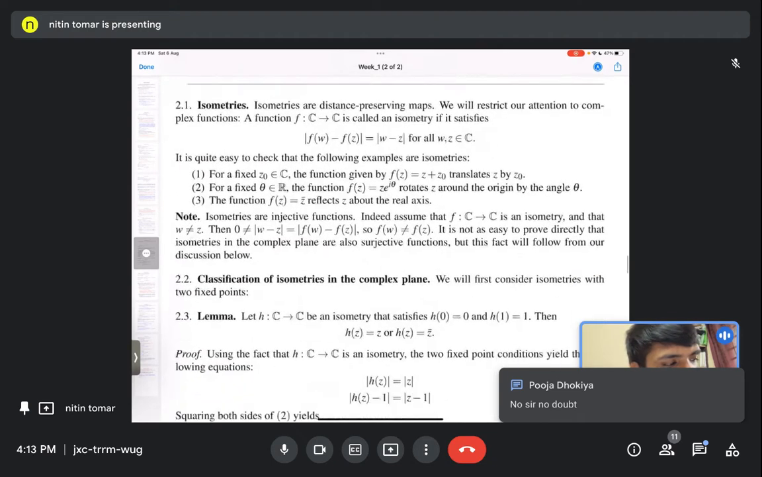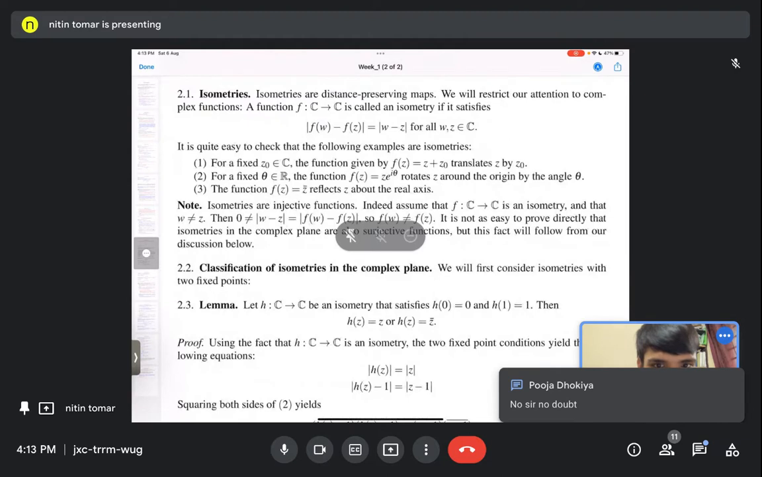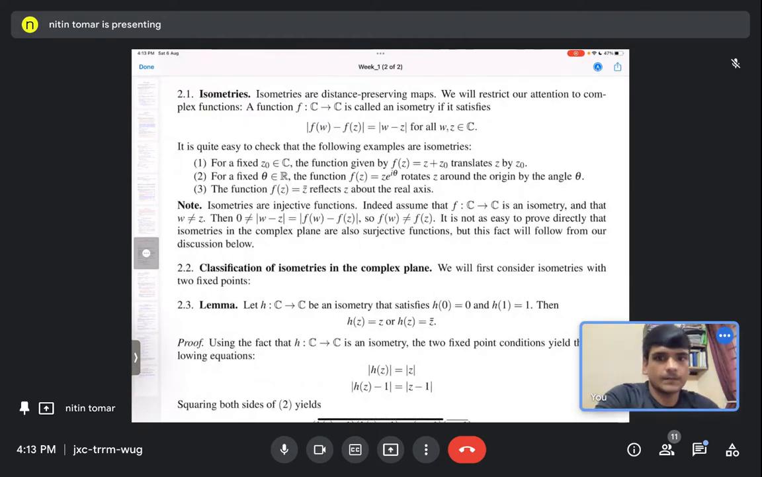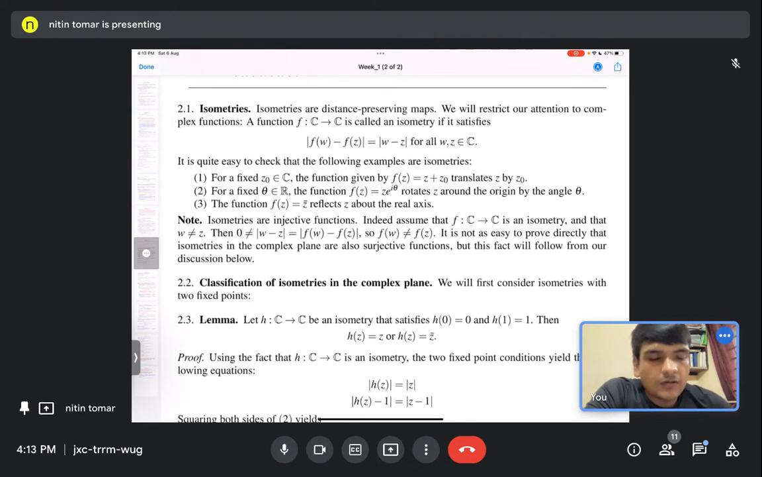So, have you guys learned isometry in your class? Isometry is a function which preserves distance. It is a distance preserving function in the following sense: a function f from C to C is called an isometry if mod of f(w) minus f(z) is the same as mod of w minus z.